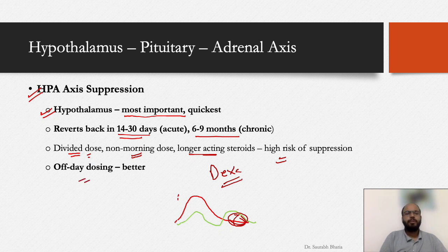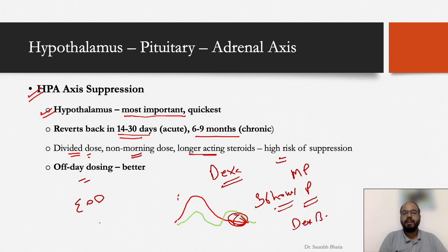Off-day dosing is better. What is off-day dosing? That means every other day. You give steroid on one day, do not give on the next day, then again give on one day, then again skip the next day, so that you allow at least 36 hours for your HPA axis to come back to normal. Clear? So remember that when you're giving off-day or alternate day steroids, you have to use intermediate acting steroids like methylprednisolone and prednisolone. You cannot use longer acting steroids like dexa and beta, because their half-lives, if you remember the first slide, are roughly 300 hours or so. So there is no point in giving an off day because the steroid will still be there in the system. If you're giving alternate day dosing, give methylprednisolone or prednisolone. Clear?